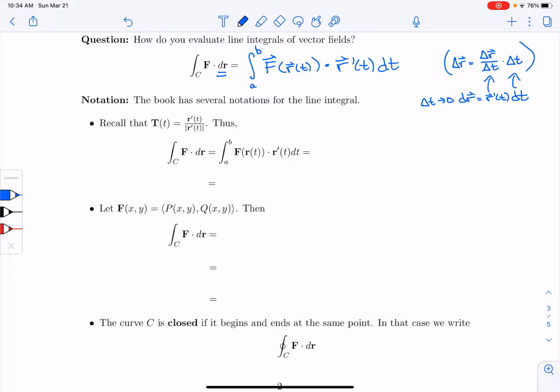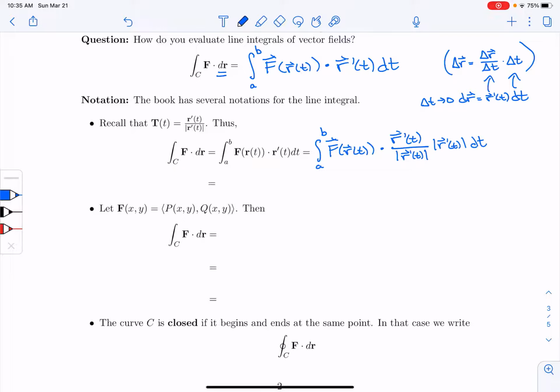So for the first one, I want to recall that T is the unit tangent vector that we defined by r prime of t over the magnitude of r prime of t. So let's take our line integral, and we're going to integrate from a to b f of r of t dot r prime of t dt. And then what I'm going to do is something that we've done in the past: I'm going to multiply and divide by the magnitude of r prime of t. So I have not changed the quantity inside the integral. I've just multiplied and divided by the same value.